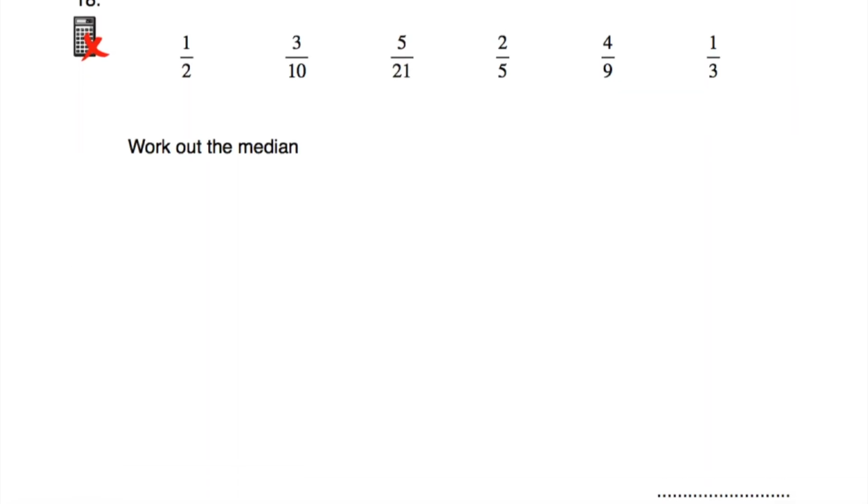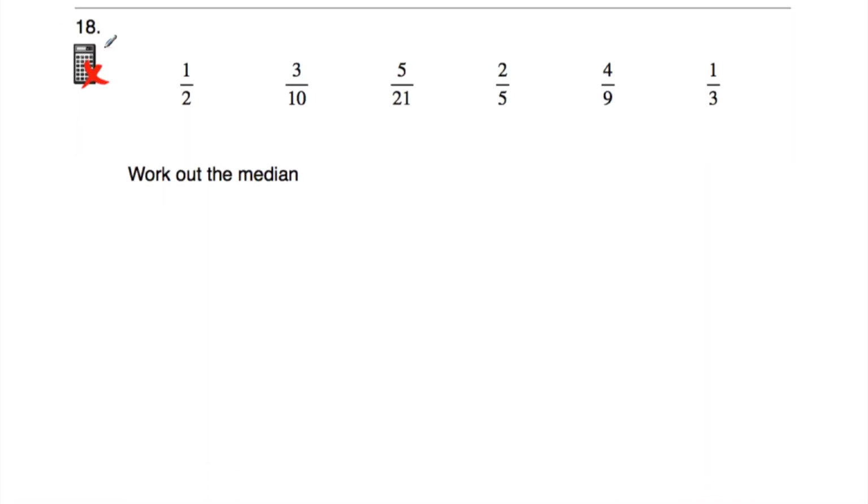Okay, let's look at our next question, question number 18. We've been given some fractions: a half, 3/10, 5/21, 2/5, 4/9, and 1/3, and we've been asked to find the median. So to work out the median, we're going to arrange the fractions in order from the smallest to the largest, and then we're going to find the middle one.